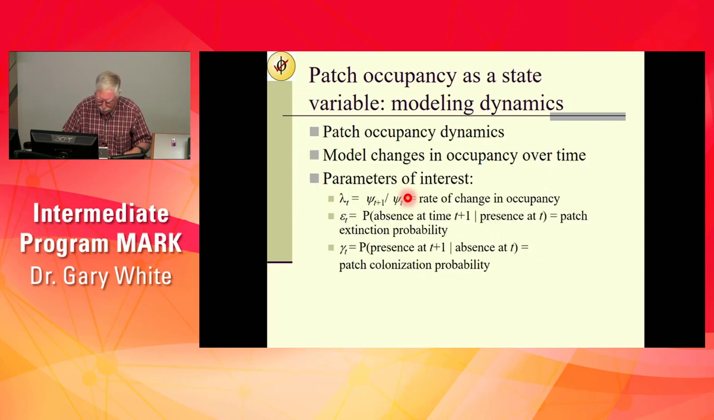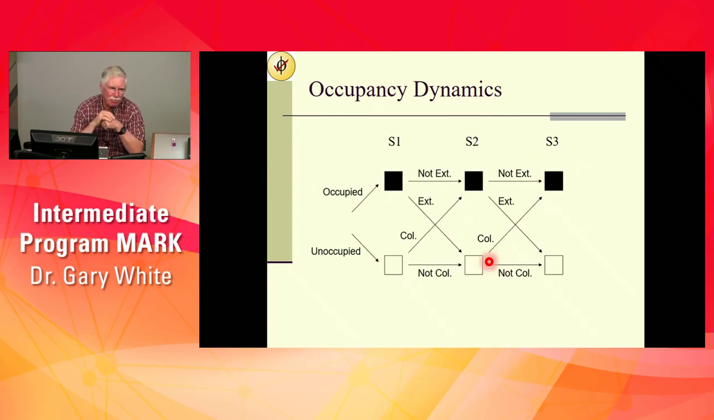Another gamma. All right, let's go back and just make sure we're on the same page. This gamma is the probability that if it's not present, in other words, if absent, what's the probability it becomes present? What's the probability it's colonized? Why they couldn't have used a C and an E, I don't know. That would have been a lot easier to think about. You could have remembered them. Whatever. They used an epsilon and a gamma. You just got to load it in your head. Okay, this is a different gamma. Today's gamma is colonization. Gamma of the day. And the psi of the day.